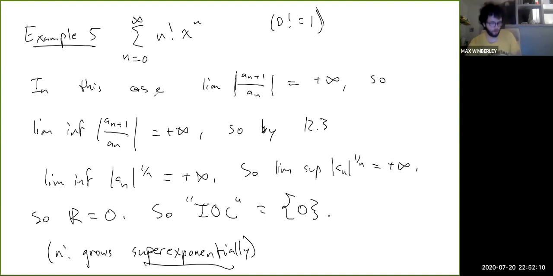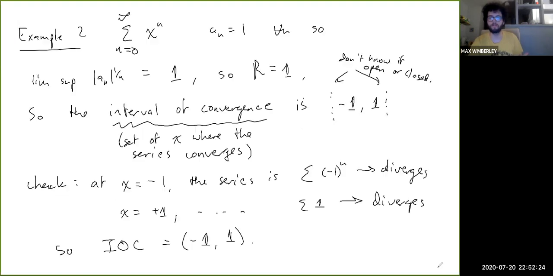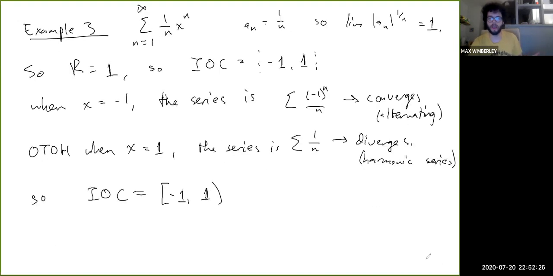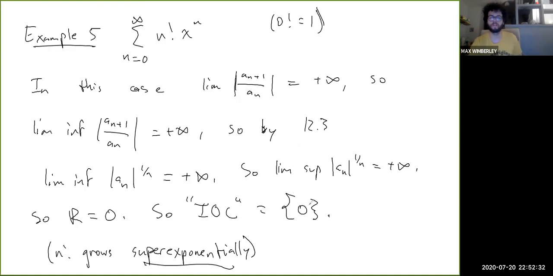So anyway, those are the main examples that go through all the different possibilities of what the interval can look like. We had all of R for example 1. We had an open interval for example 2. We had a half open interval for example 3. We had a closed interval for example 4. And then we had just a single point, a degenerate interval, if you want to call it that, for example 5. So you can kind of see what they look like. All right, so that's it for this video. We'll look at a couple more examples with slightly weirder series in the next video.